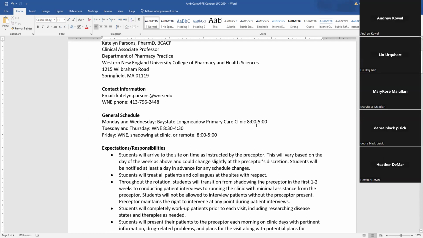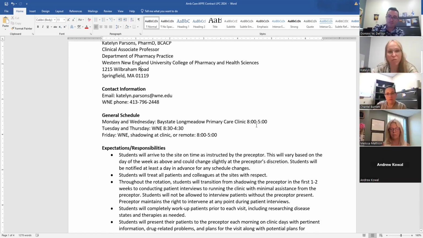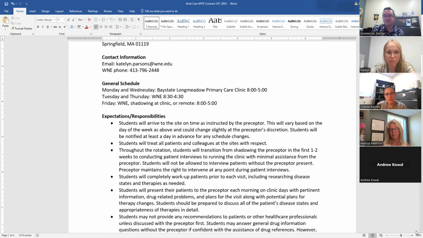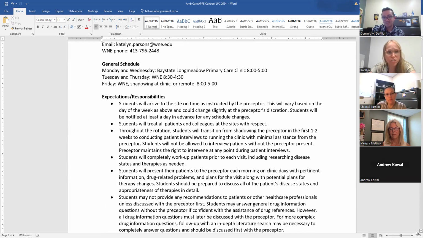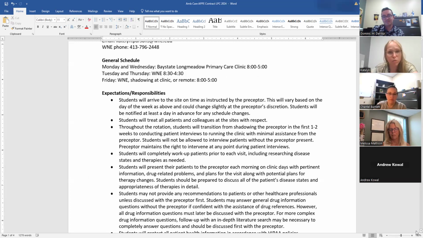Some days we may start later or end early, you may have project time, but these are the times you need to be available, and usually what the schedule looks like. This next section is all of my expectations and what they should be responsible for. So in writing, they understand this is what I expect of them.